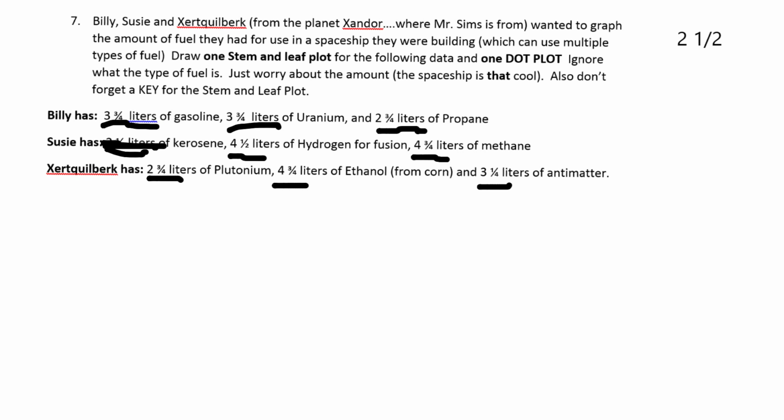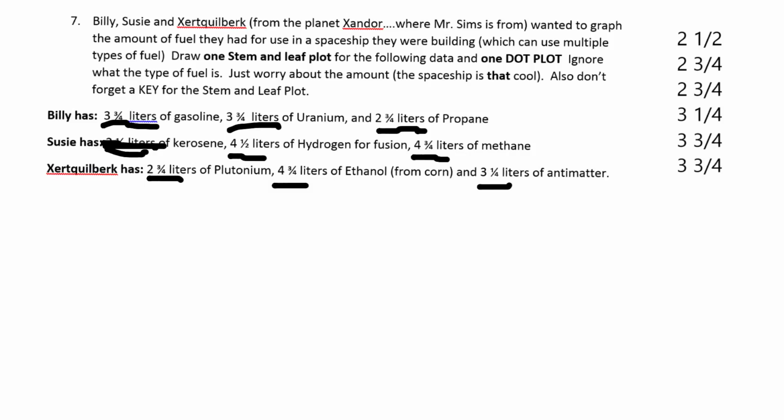2 3/4 liters of propane and 2 3/4 liters of plutonium that Bob has. And then we have 3 1/4 liters of antimatter, and then we have 3 3/4, 3 3/4, and another 3 3/4.